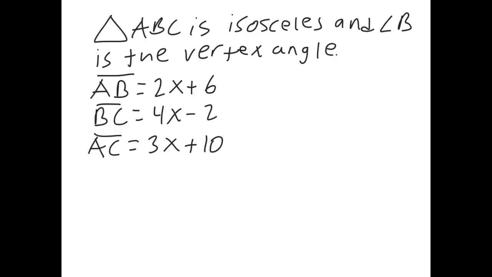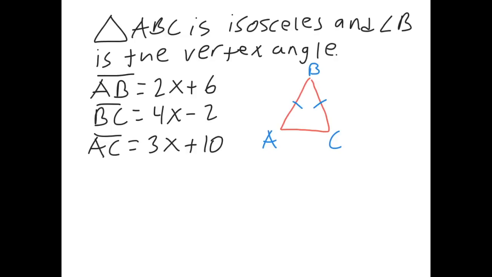Alright, let's look at another example. So it says here that triangle ABC is an isosceles triangle. So let's start off and draw a triangle. So we've got a triangle, and it's isosceles, so we'll make the marks. These two sides are equal. And B is the vertex angle. So that is the angle that is between the two sides that are equal. And then A and C.